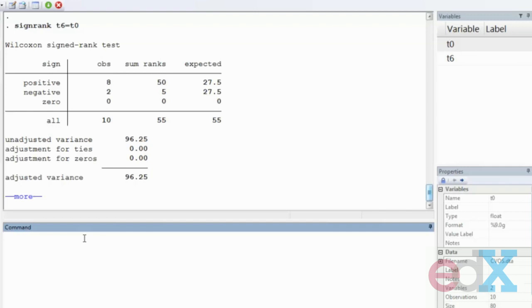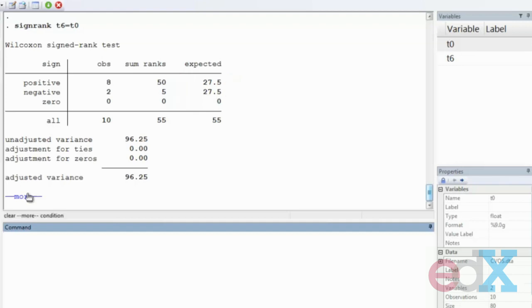Looking at the output, the first thing that Stata gives us again is this table of observed positive and negative signs. And as you can see, Stata also gives us the sum of the ranks. If we summed up the positive ranks and summed up the negative ranks, the sum of the ranks for the positive signs would be 50, and the sum of the ranks for the negative signs would be 5. And similarly to the sign test, we would expect the sum of the ranks to be the same for the positive signs and the negative signs. So we'd expect the sum of the ranks to be 27.5 for the positive signs and 27.5 for the negative signs.